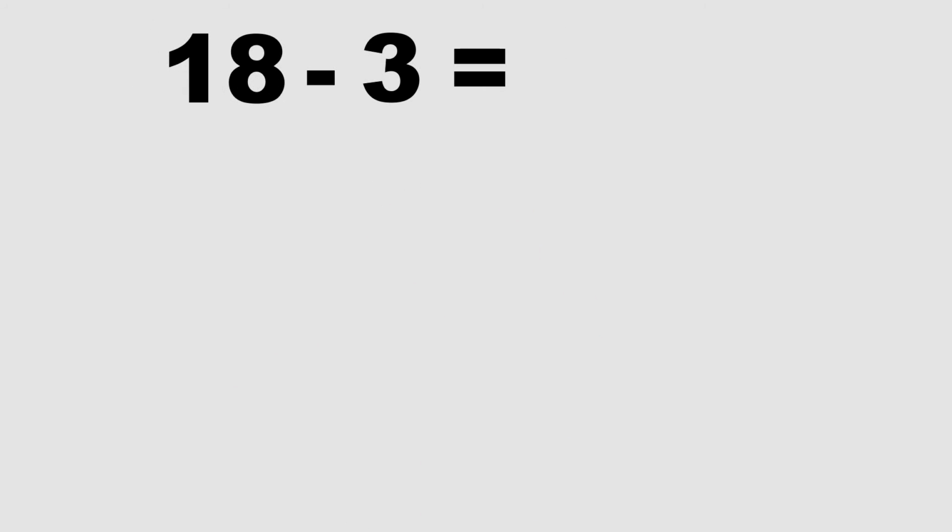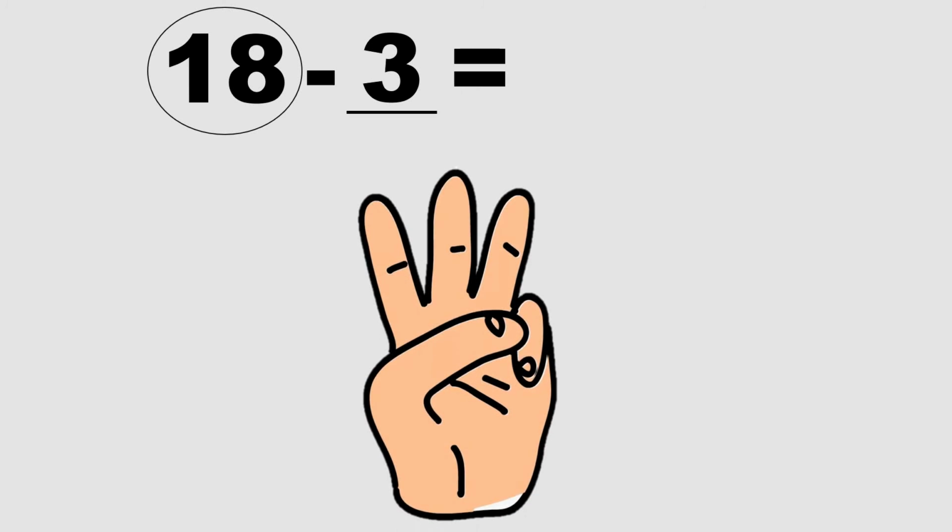18 minus 3. Which is the bigger number here? 18. So keep 18 in mind and 3 in hand. How many fingers? 3 in hand. So take your 3 fingers. Yes, 3 fingers are here. Now count backward from 18. 17, 16, 15. The answer is 15. So 18 minus 3 is equal to 15.